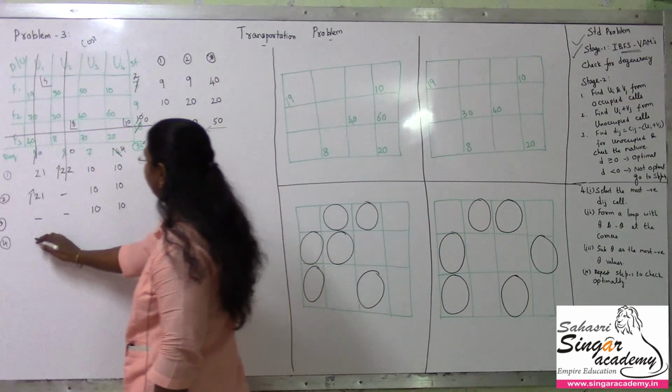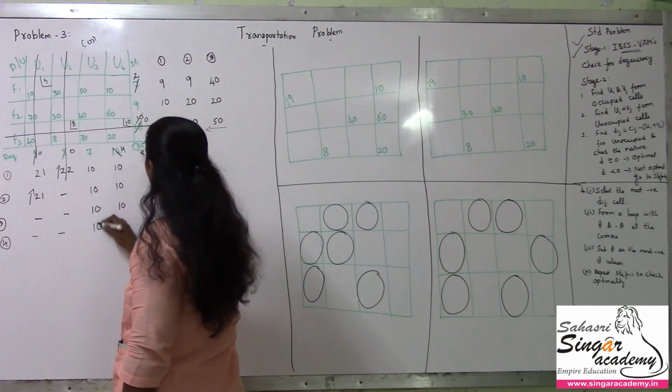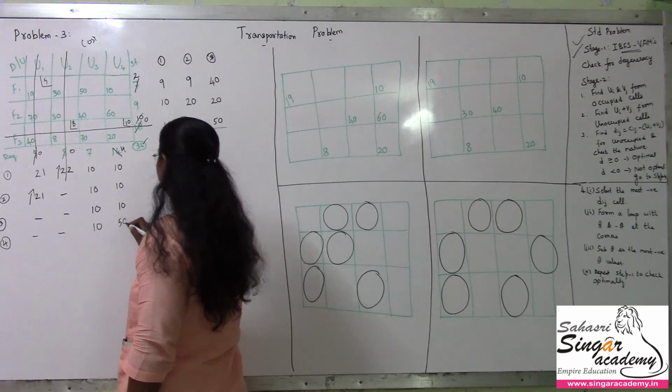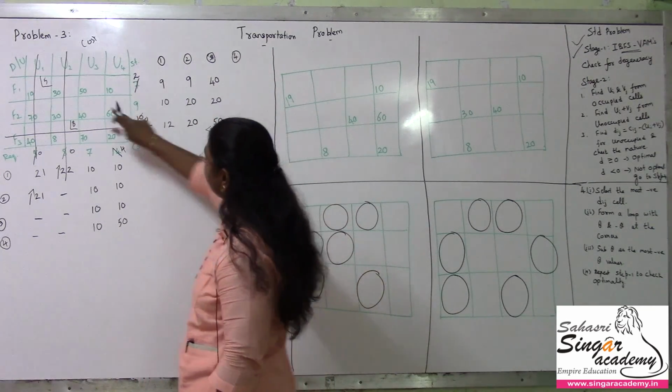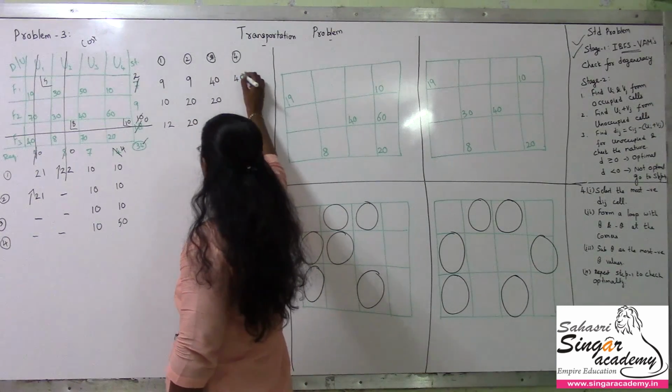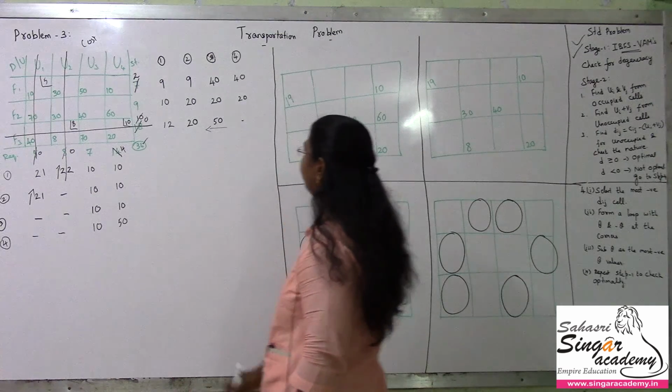So here nothing to do with U1, nothing to do with U2. Yes, U3 I have 2 values which is 10 here and here it is 50, right? Fine. With respect to the fourth allocation, I have 10 and 50, so 40, and here I have 40 and 60, so 20, nothing to do with F3, yes.